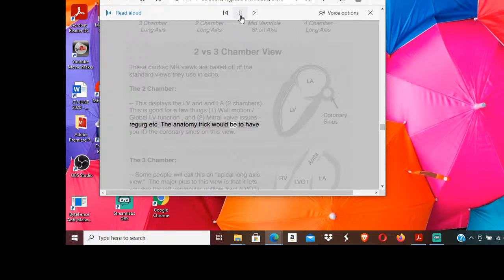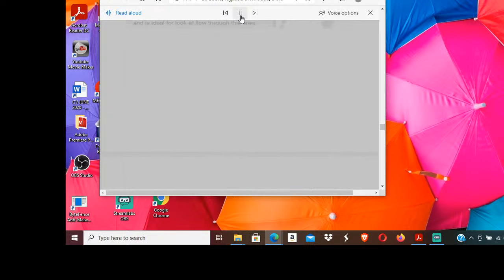The anatomy trick would be to have you identify the coronary sinus on this view. The 3-chamber. Some people will call this an apical long axis view. The major plus to this view is that it lets you see the left ventricular outflow tract, LVOT, and is ideal for looking at flow through this area, i.e.